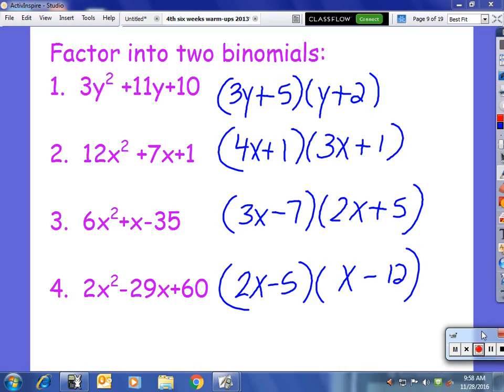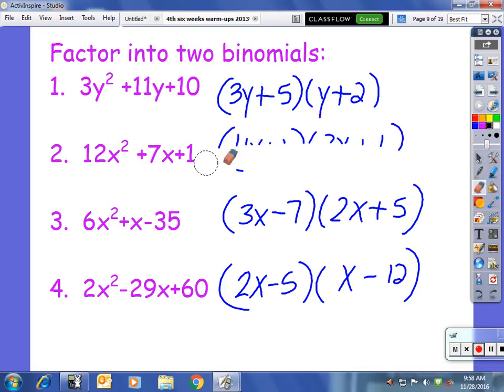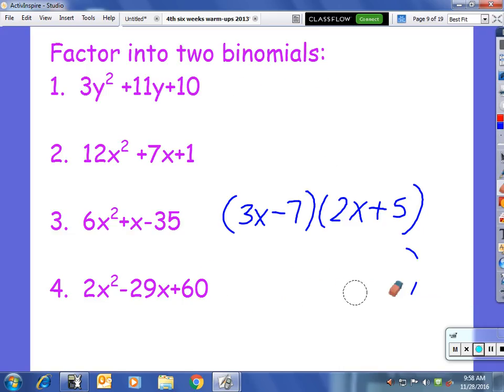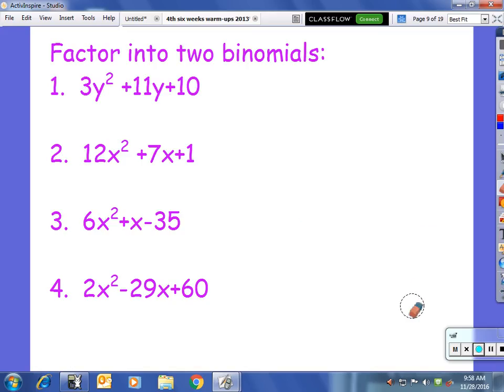Alright, so here's the winning factors for the warm-up. Any questions, any problem here you want to see worked out? Number 3. Okay, today's lesson definitely depends on being very comfortable with factoring. So let's see what happened here on number 3.